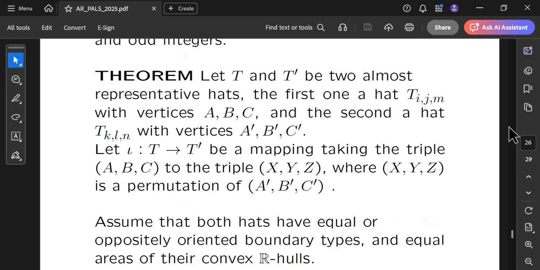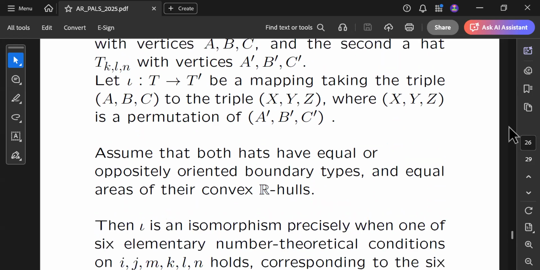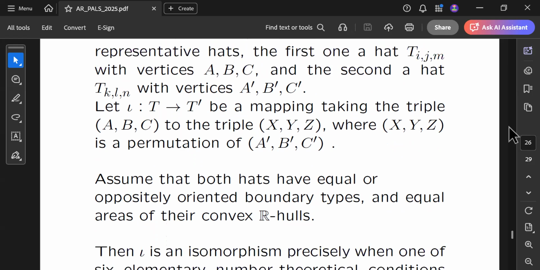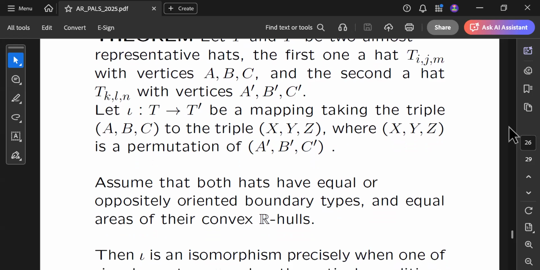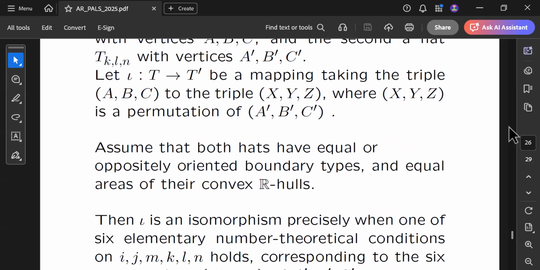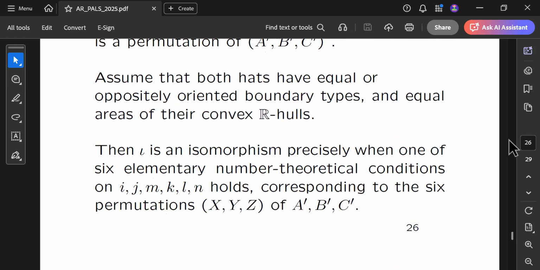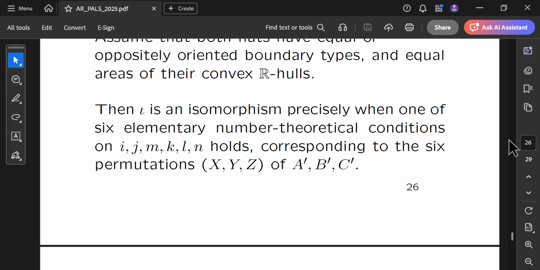Then assume that both hats have equal or oppositely oriented boundary types and equal areas of the convex real hulls. Then I is an isomorphism precisely when one of 6 conditions concerning these parameters I, J, M, K, L, N holds, and these conditions correspond to the 6 permutations X, Y, Z of the vertices of the triangle T prime.